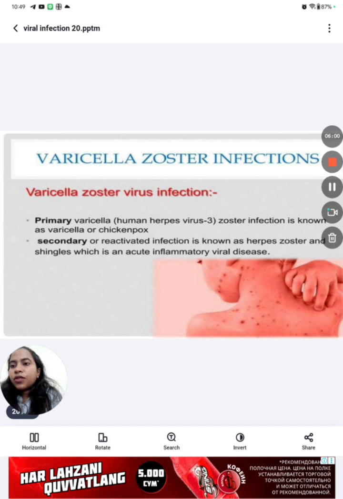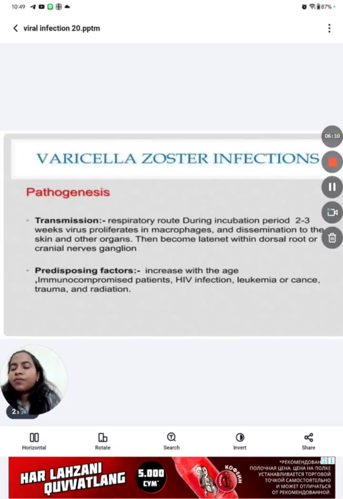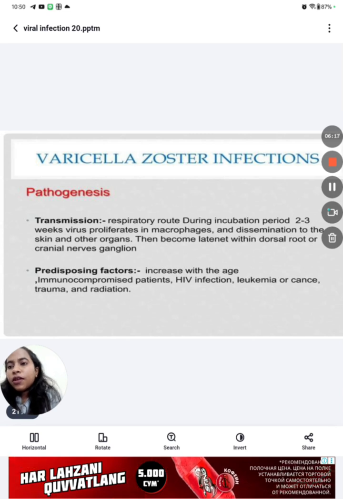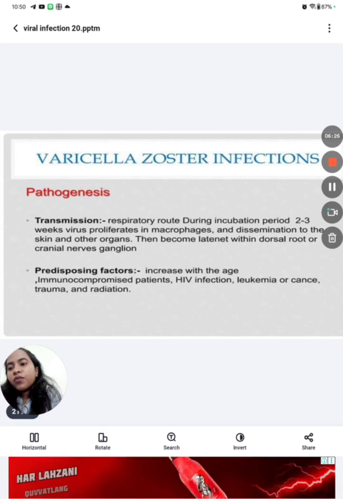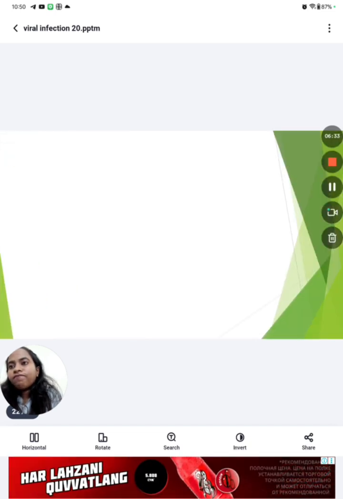Varicella zoster virus infection: primary varicella zoster infection is also known as varicella or chickenpox. If it is secondary, we call it shingles. Pathogenesis, transmission: respiratory route, during incubation of 2 to 3 weeks. The virus proliferates in macrophages and disseminates to the skin and other organs. They become latent within the dorsal root or cranial nerve ganglion. Other factors that increase risk are age, immunocompromised patients, HIV infection, leukemia, trauma, and radiation.